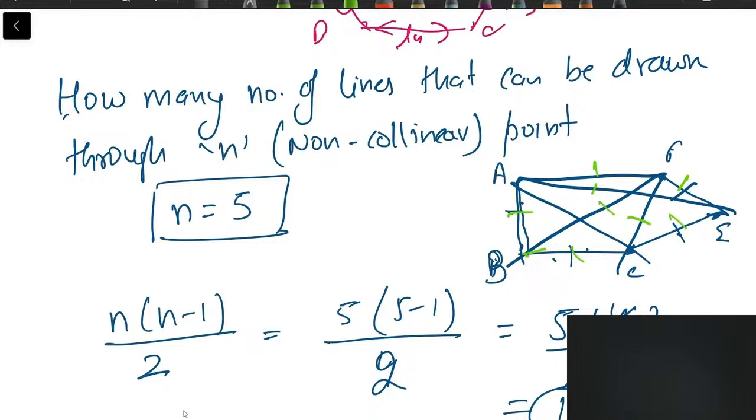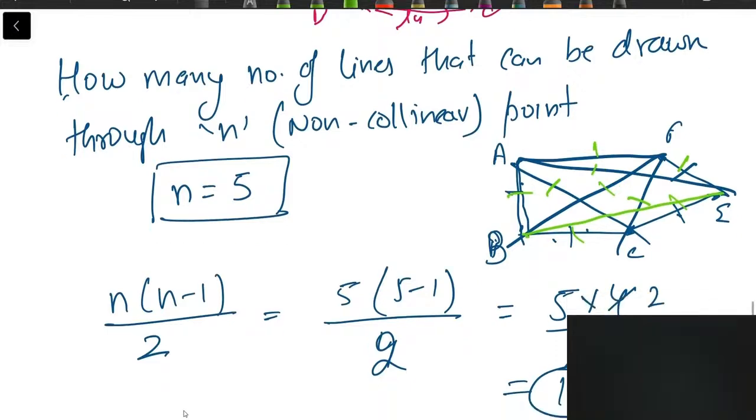Okay. Then we have here 9. This is the ninth line. Anyone we missed? The total number of lines that we can draw is 10. Let me check any line that we missed. Okay, that line we missed, 10. So that is the total number of lines we get drawn from this one.